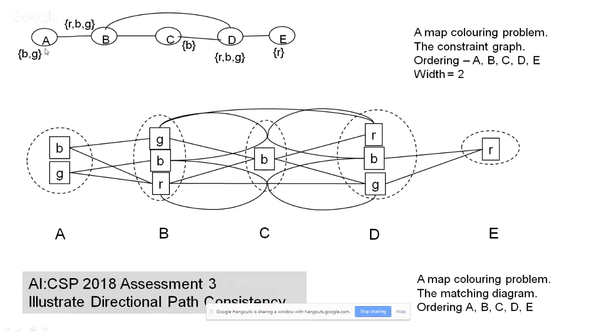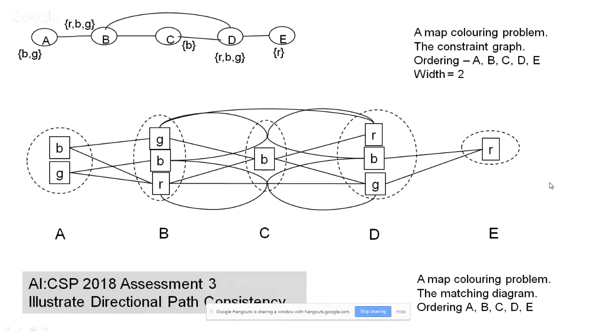So again, let's assume that the order of processing of the variables is A, B, C, D, E, and again we will move from the last variable to the first one. First, we will try to make every pair of variables consistent with E, then every preceding pair of variables with respect to D, then A, B with respect to C, and A with respect to B.